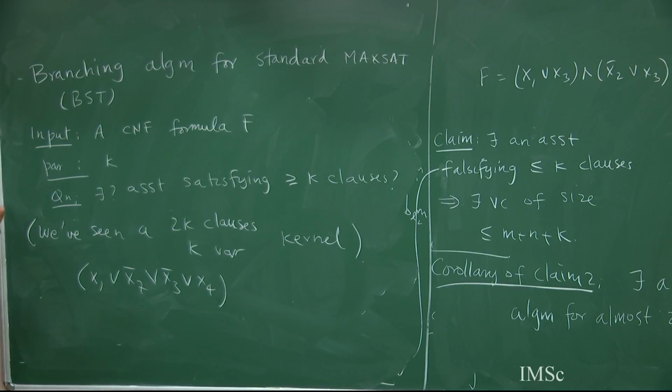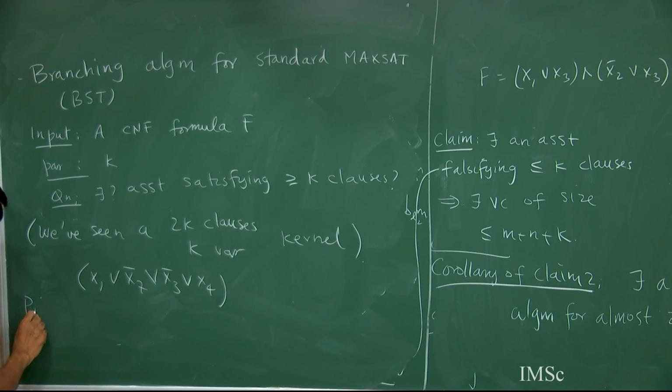So what is the pre-processing rule? If any variable appears only in one form, either pure form or in negated form, set it and pack all the clauses you satisfy in that process. K drops by that many with no branching. Okay, so keep doing this pre-processing.